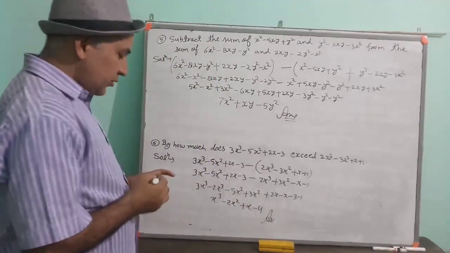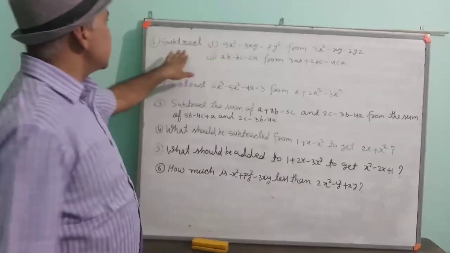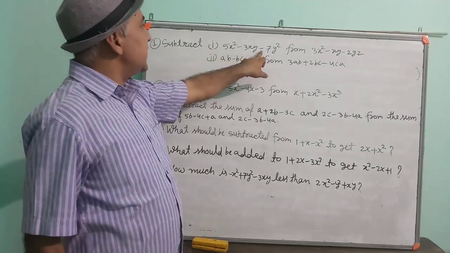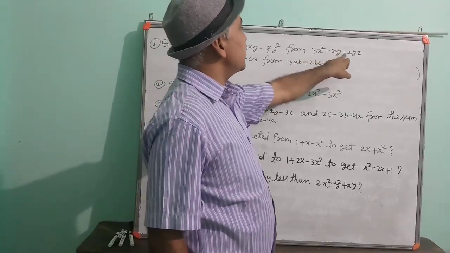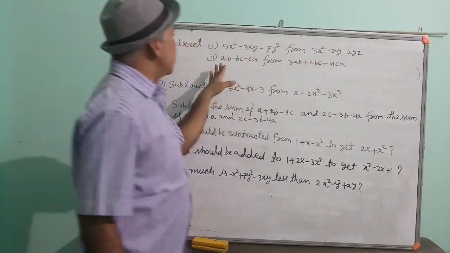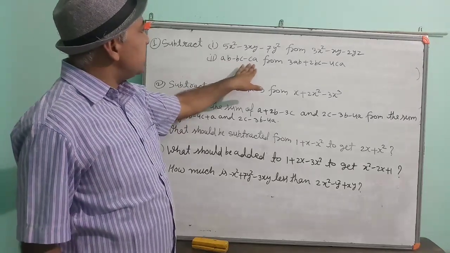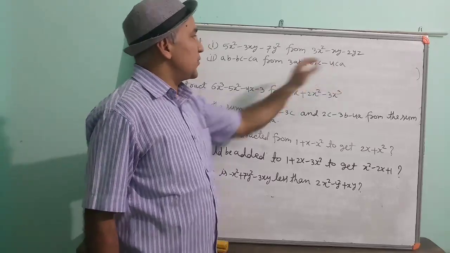Okay. Now pause the video and note down these questions. Now this is your homework, children. Question 1, subtract. The first part is 5x square minus 3xy minus 7y square from 3x square minus xy minus 2yz. Second subtraction is subtract AB minus BC minus CA from 3AB plus 2BC minus 4CA.